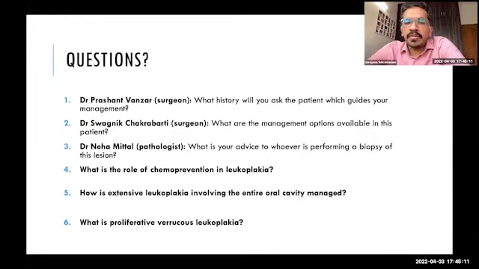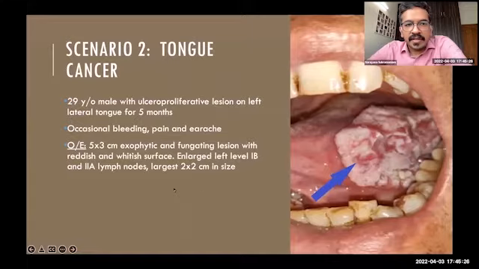Very good point. So we always have to keep this in the back of the mind, especially when we see elderly women with extensive lesions. Only a third of them may have tobacco use. Keep this entity in mind. You do not want to keep this on observation. You want to manage it radically. So the next case scenario.